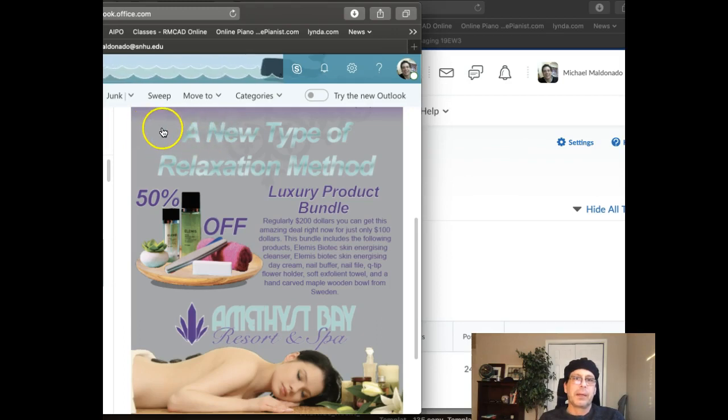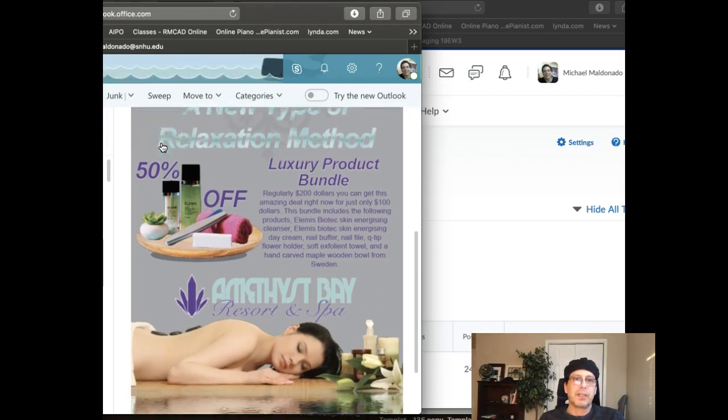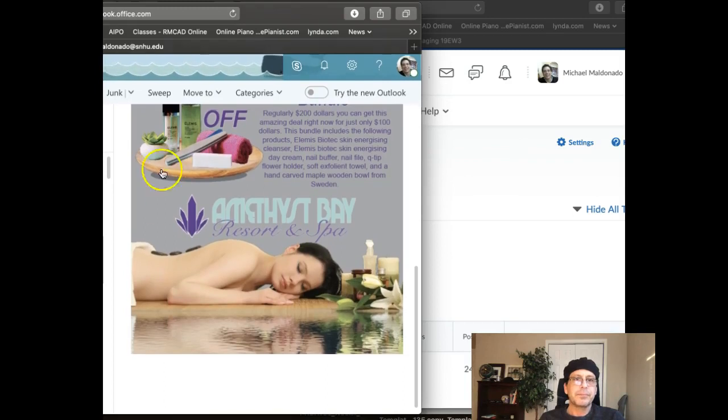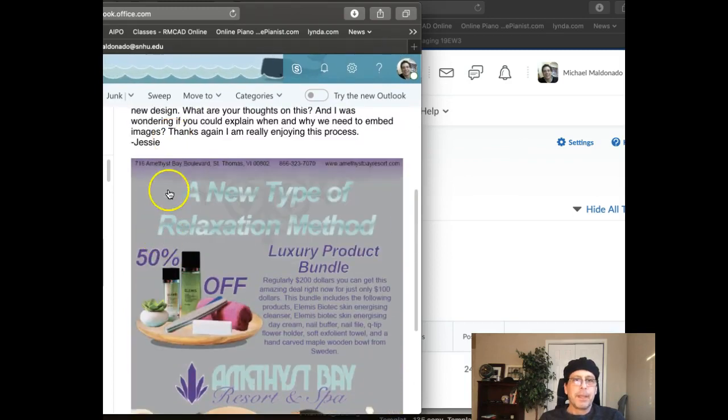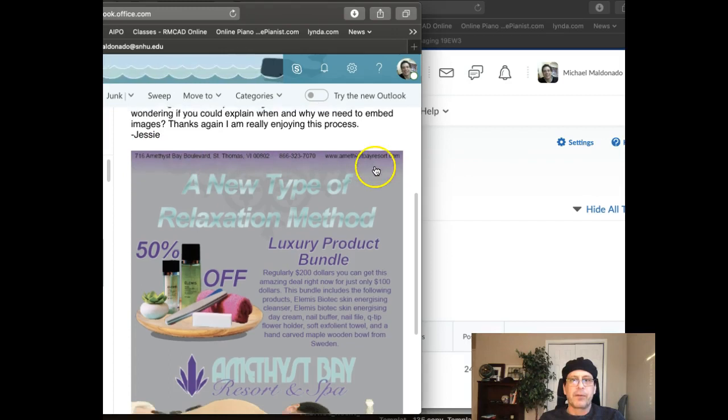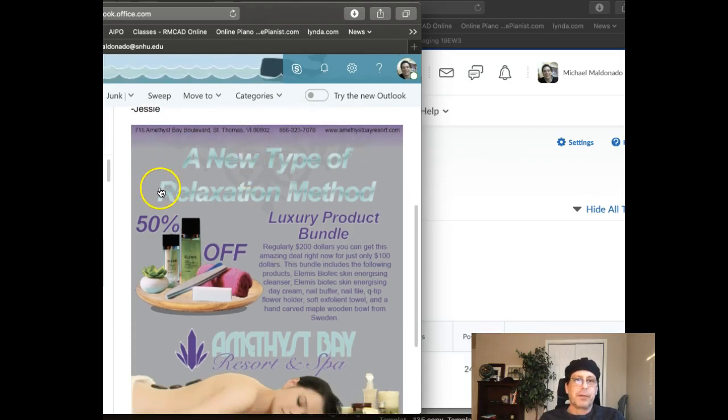Okay, so that A comes over on the lines with the R and relaxation, then follow that line down. And well, actually, your contact information is up there, so that's okay. So yeah, left align that right there. Then take this right where it's at and take the word bundle, and we're going to left align luxury product bundle right there.